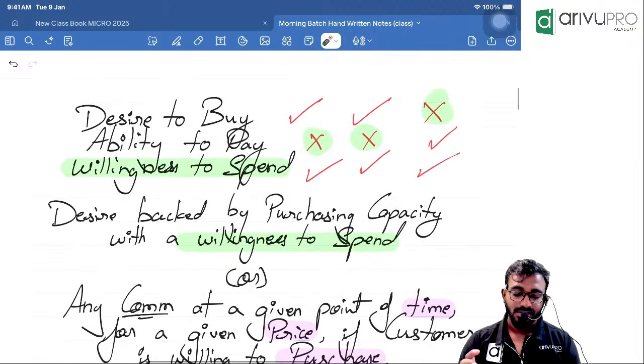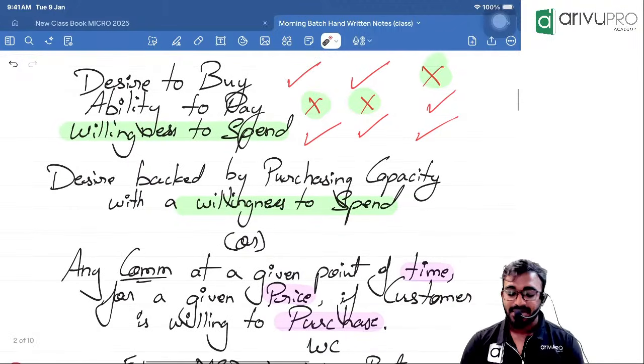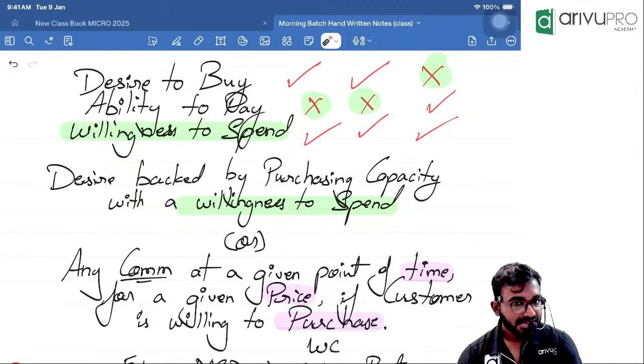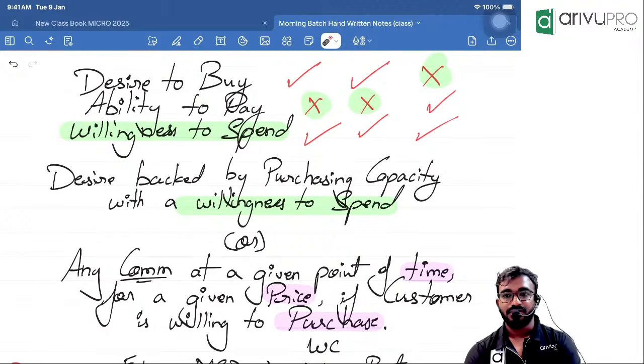Then below that, demand is desire backed by a purchasing capacity with a willingness to spend.